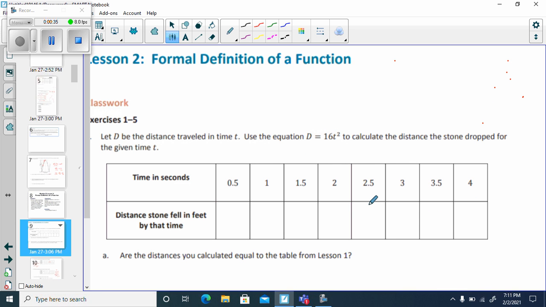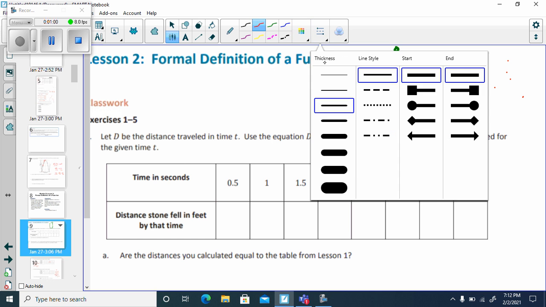Now, we're going to start out here. This is in your workbook, Module 5, Lesson 2. This is the formal definition of a function. We talked in the last lesson about dropping a ball off a tall building. So let's say you've got a tall building here, and someone's standing up here and they drop a ball off the building. Here's a ball falling off this building.